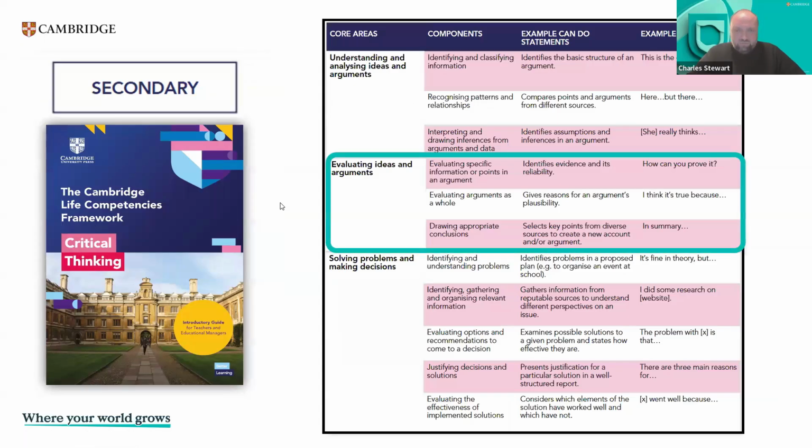Now, an additional activity that I would have them do would be something with evaluating ideas and arguments. So here, how can you prove it? I think it's true because, and in summary. From here, they would then present their solved mystery to the class, doing a mini presentation. If you don't want them to do it to the class, you could put them in groups where three pairs are together, so groups of six, and they have to present it to their group using this language.